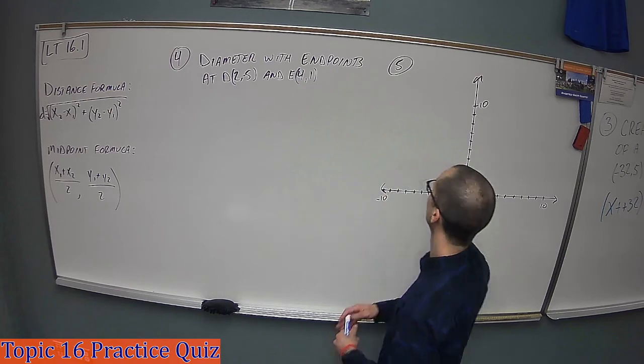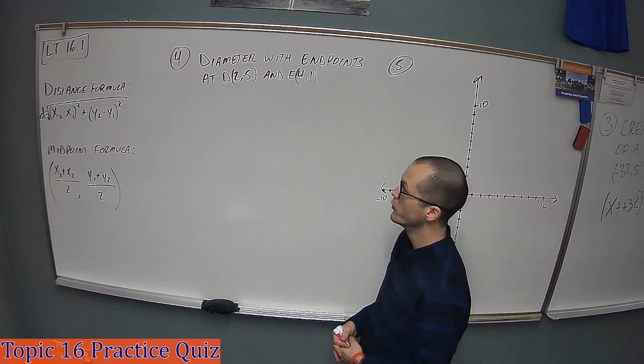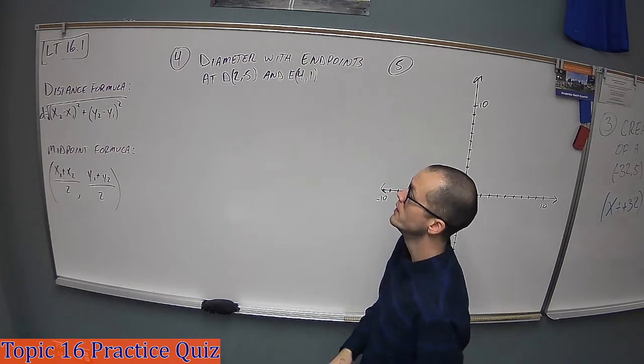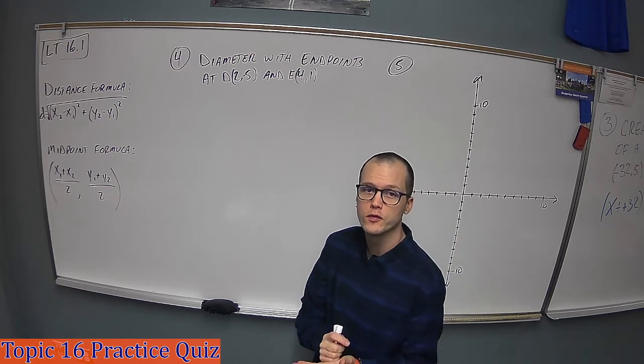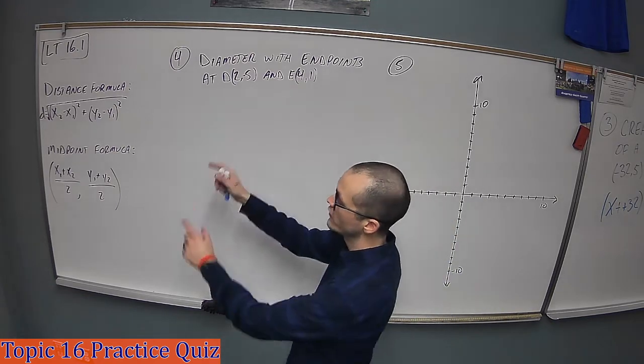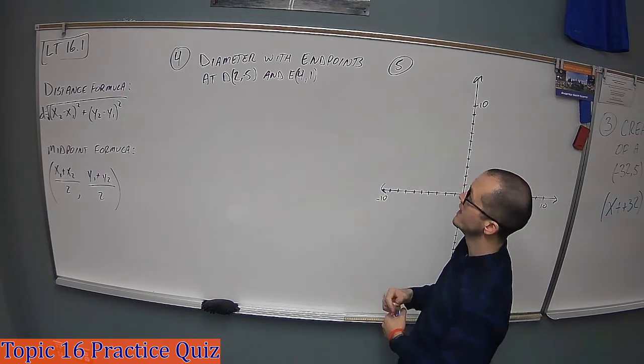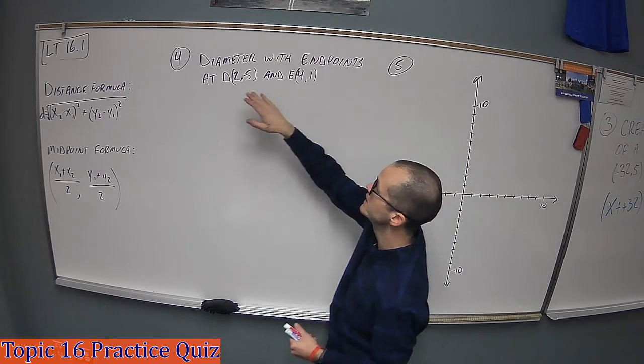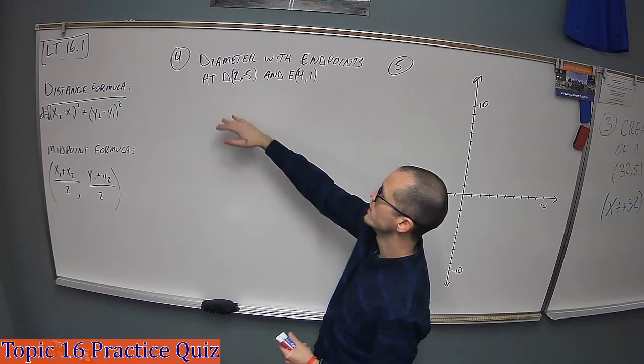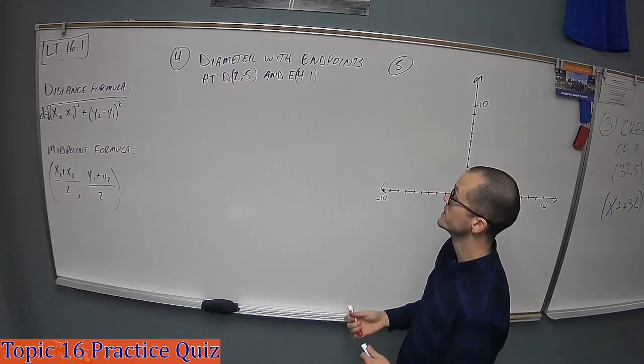Okay, here we go. Number 4 and 5 from Learning Target 16.1. Number 4, it's an interesting one. We need to dust off some old formulas, distance formula, midpoint formula. I have them listed over here. So in this situation, we have a diameter with endpoints at points D and E. 2, -5 are the coordinates of one endpoint, and 4, 1 are the coordinates of the other.